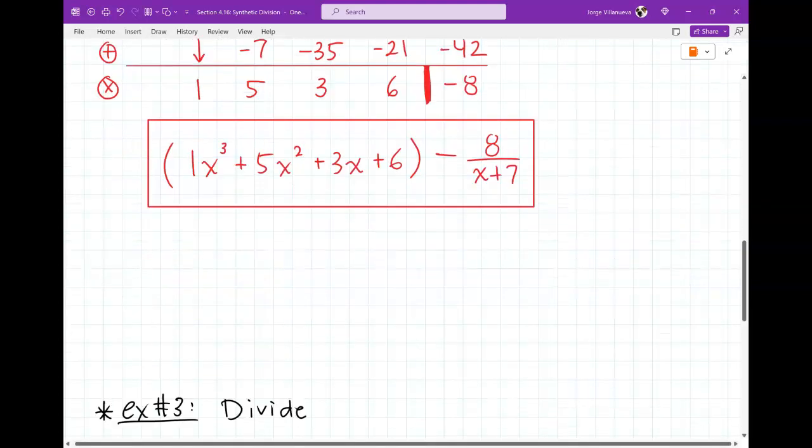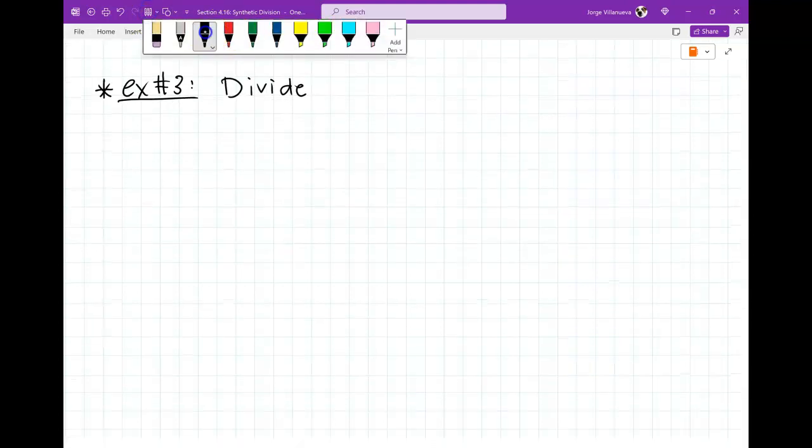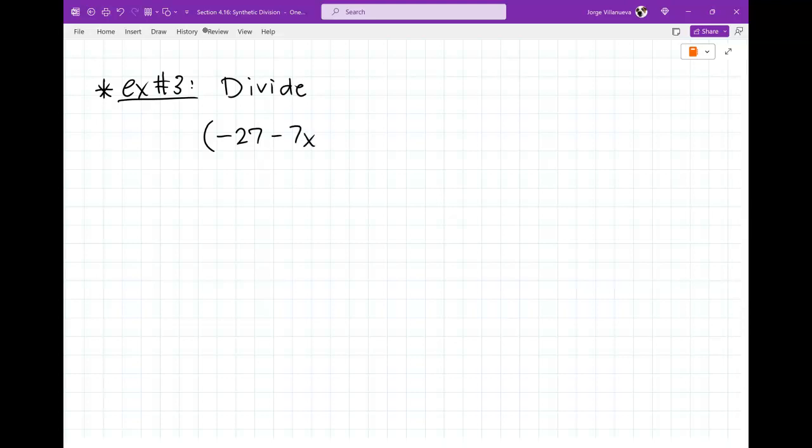All right, so next example. I erased it because I wanted to change the one that I did earlier. That's why I'm re-recording it. So here we go. Negative 27 minus 7x plus 3x squared divided by negative 4 plus x.